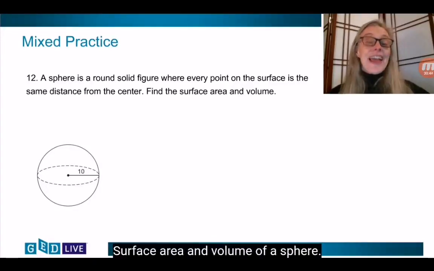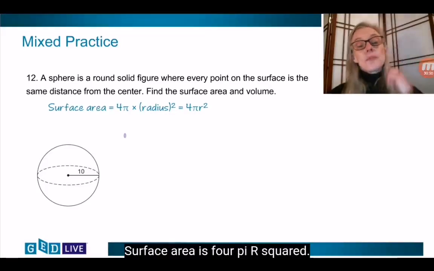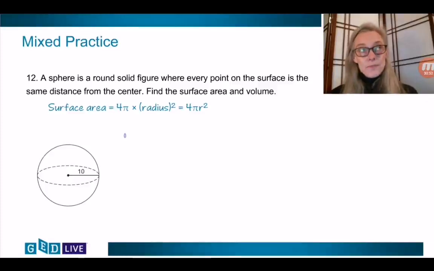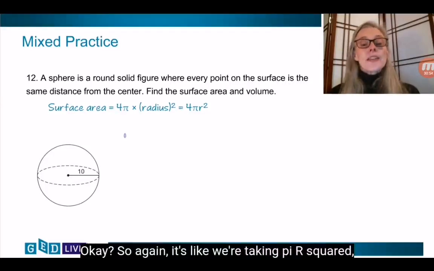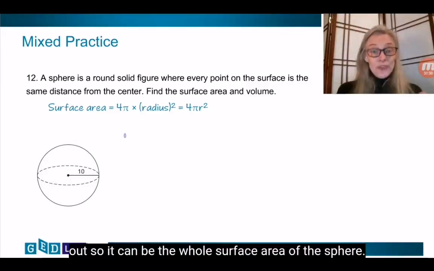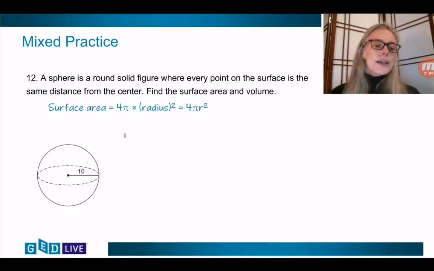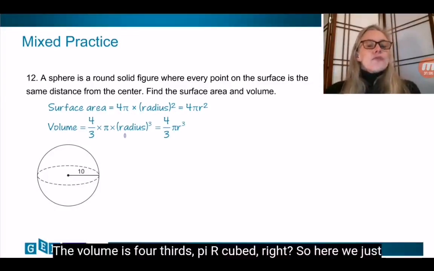Surface area and volume of a sphere. Surface area is 4 pi r squared. Okay, so again, it's like we're taking pi r squared, which is the area of a circle, and expanding it out so it can be the whole surface area of the sphere. And to do that, we multiply by 4. Okay, and volume is 4/3 pi r cubed, right?